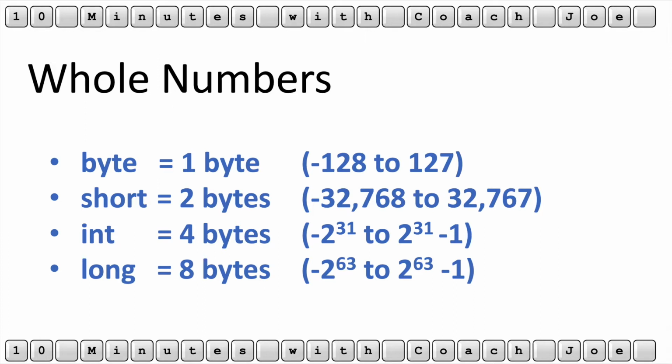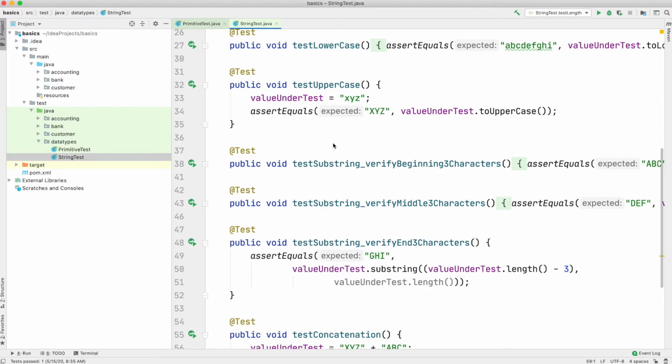The int uses 4 bytes and will hold a value between -2 to the power of 31 to +2 to the power of 31 minus 1, or roughly between -2.1 billion and +2.1 billion. The long uses 8 bytes and will hold a very large number. Here's a code example that should help you understand.